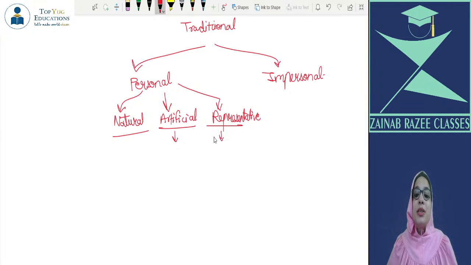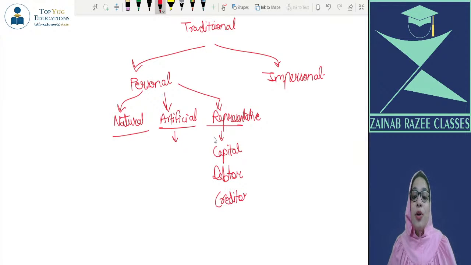And representative personal accounts, where we said that we are using some other word which represents either a single natural or artificial person or a group of natural or artificial persons. So there we had come on that capital is a representative personal account because capital actually represents the owner. Then we said debtor. Debtors are what? Debtors are our customers to whom we have sold goods on credit. Creditors, they are our suppliers from whom we have purchased goods on credit, right?